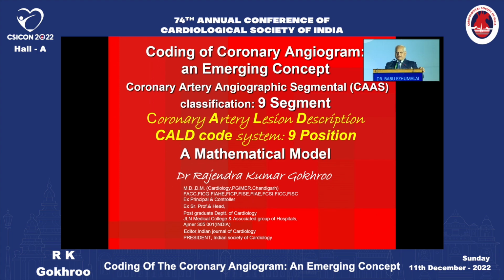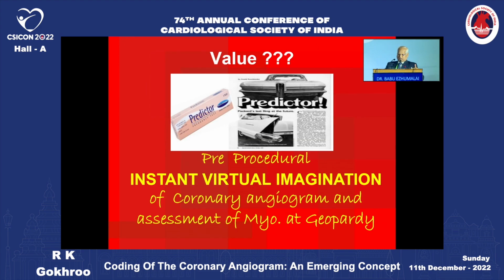So coding of coronary angiogram is an emerging concept. This work has been published in ACC 2017. The coronary arterial tree has been segmented. So coronary artery angiography segmental classification in 9 segments. Coronary artery lesion description code system in 9 positions. I am presenting a mathematical model.